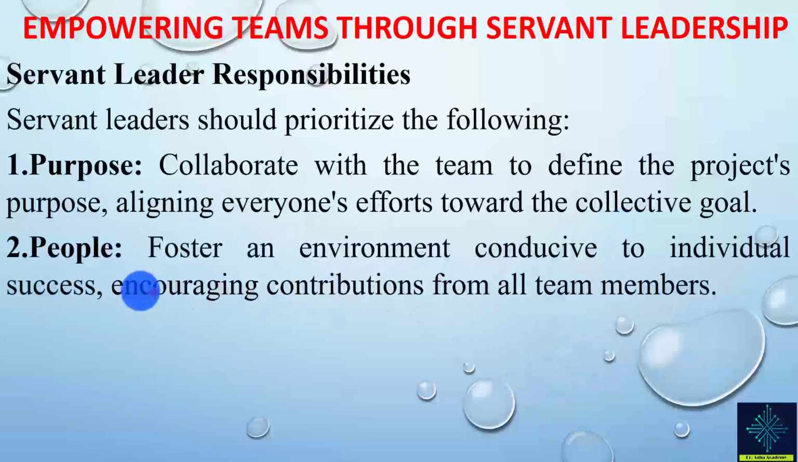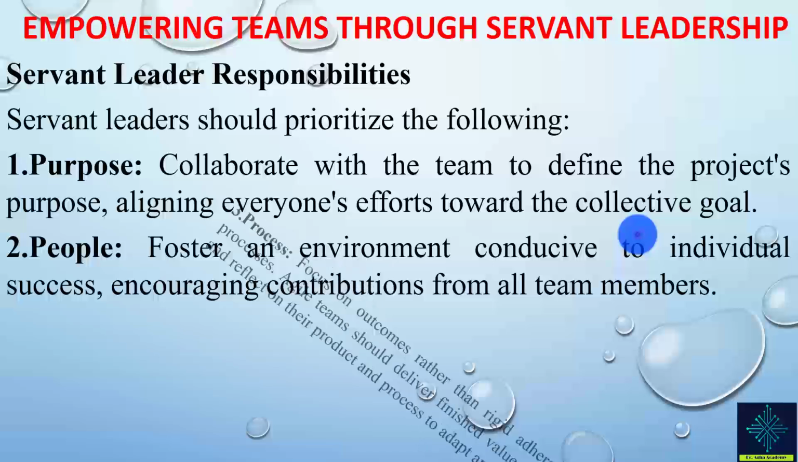Then people. This is related to people, and they should foster an environment conducive to individual success, encouraging contributions from all team members. So they should avail a conducive environment for the team members so that they feel their individual success, and this will encourage them to contribute, all of them, to the achievement of the collective goal of the project.